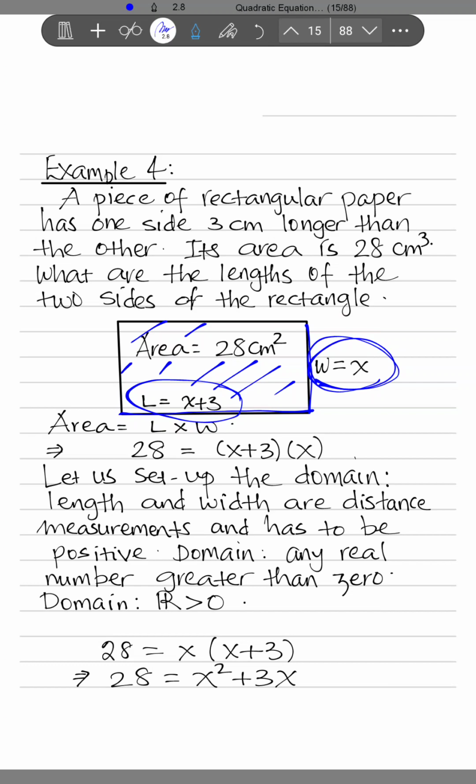And the third one is that the length of a rectangle has to be always positive. Length is measured starting from 0 all the way up to positive. Then x has to be greater than 0, and this side as well, x plus 3 greater than 0. When x plus 3 is greater than 0, x is greater than minus 3. So x has to be greater than minus 3. X greater than 0 and x greater than minus 3.